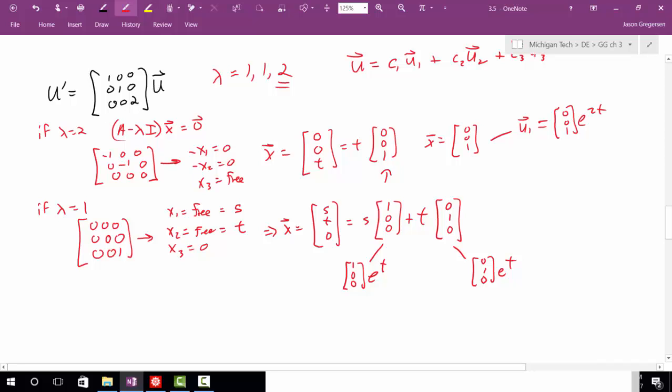Are those two solutions linearly independent? They are. Right? And so I can use this one to be my second solution. I could use this one to be my third solution. I'm all done. That's it. Right? General solution is just putting them all together.